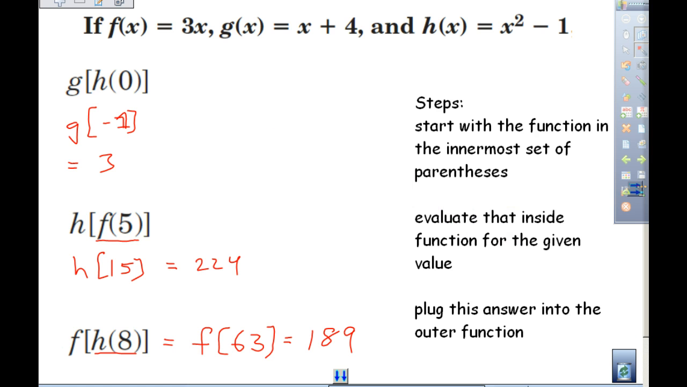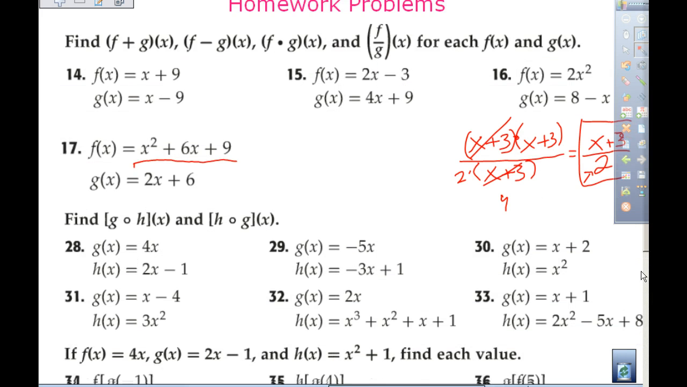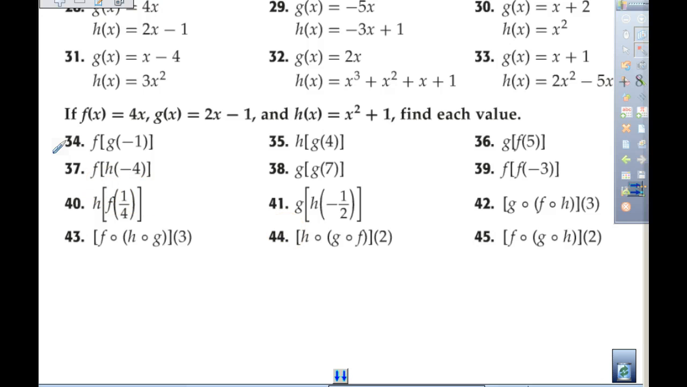So, let's have you guys practice now. Back to the worksheet here. Start on 34, 34 through 44. At the end here, we start doing 3 functions. I want you guys to try that out. But yeah, it's just the same. Find out what g of 3 is, get that answer, plug it into h, get that answer, plug it into f. You kind of work right to left on these. Start with g of 3.